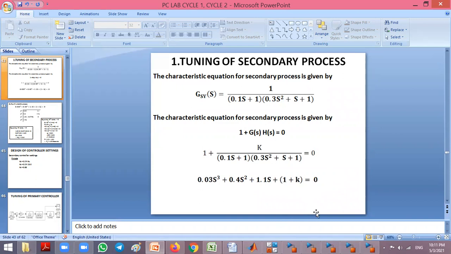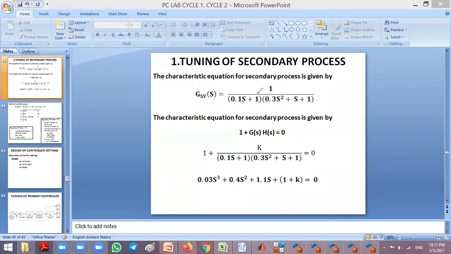All these terms on taking the LCM will come to this part, and the denominator will be cross multiplied to the other side and become 0. So you will get this equation on simplification.